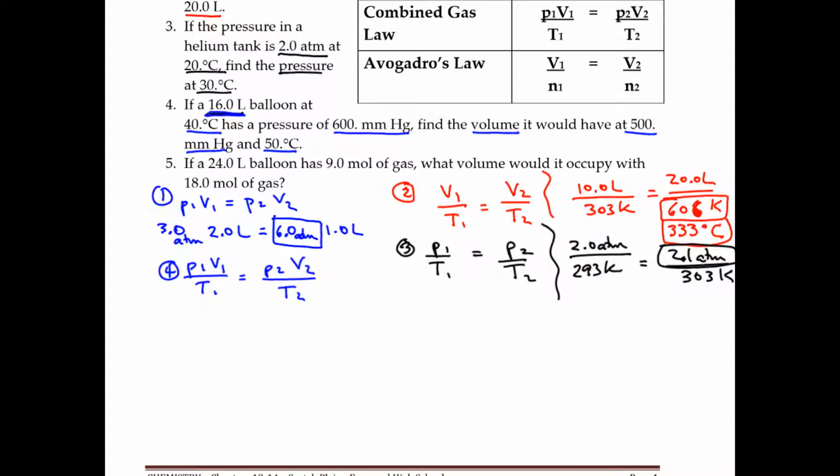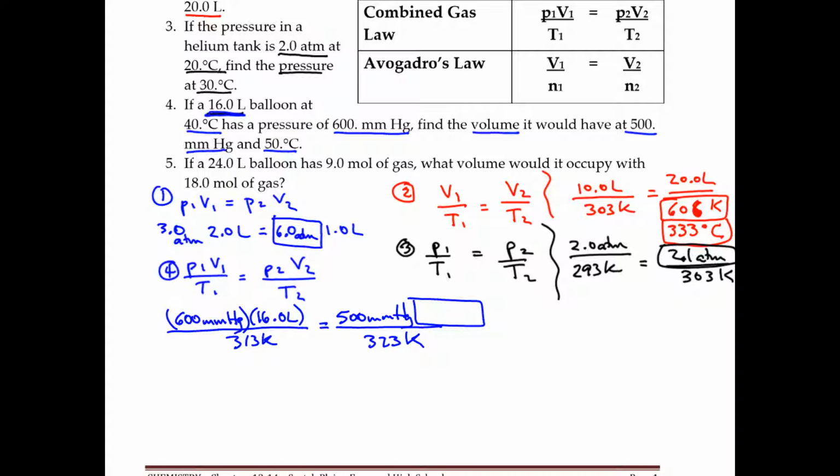So the first pressure is 600 millimeters of mercury. That's a unit of pressure. We'll see and talk about that in class. And then the volume is 16.0 liters. And then this is 313 Kelvin. And then we have a new pressure of 500 millimeters of mercury. We have a new temperature in Kelvin of 323 Kelvin. And then we have to cross multiply to solve for the volume, and it comes out to be 19.8 liters.